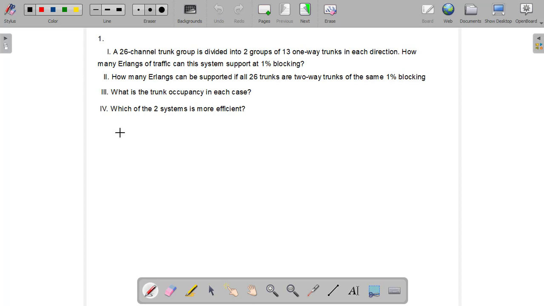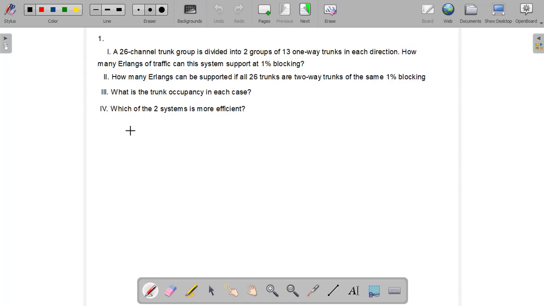Welcome to this tutorial on TE384 switching in engineering. In the last tutorial, we derived a few formulas to calculate the number of crosspoints for a given switching arrangement. Now in this tutorial, we're going to extend our knowledge and then solve a few examples. So without wasting much time, let's go right into our first example.